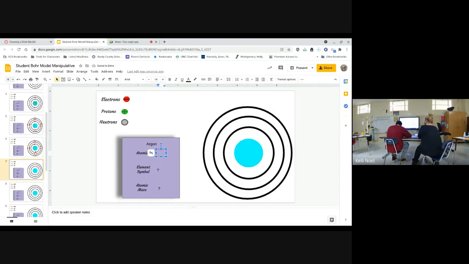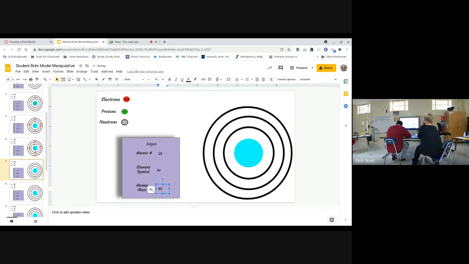Anybody find argon? Yeah. It's what? 18. Its symbol is AR, capital A, lowercase r. Atomic mass is 40. 40, very good.